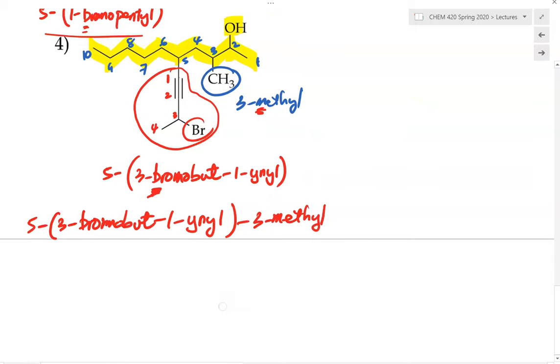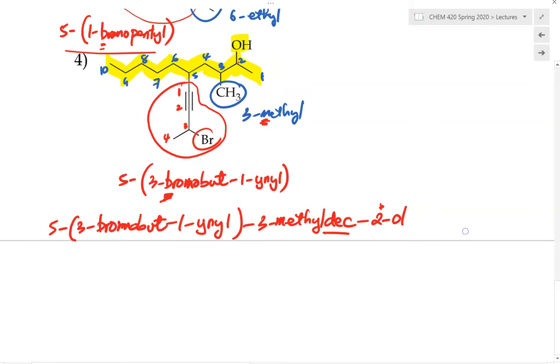And then the parent name of this will basically be dec, followed by 2-ol. So 2-ol here is because the alcohol is located on the carbon number 2 on the parent chain. And dec is because the main parent chain consists of 10 carbon. So as you can see, naming an alkyne is really, really easy.